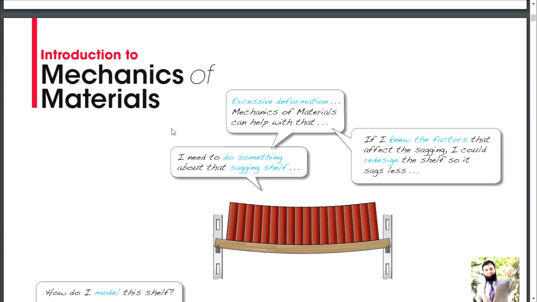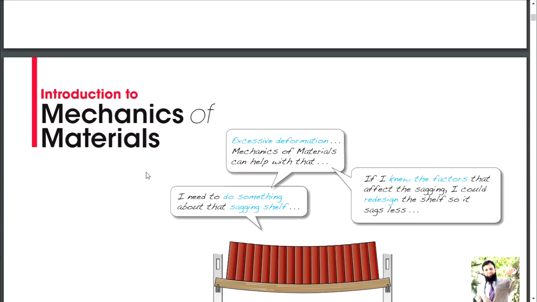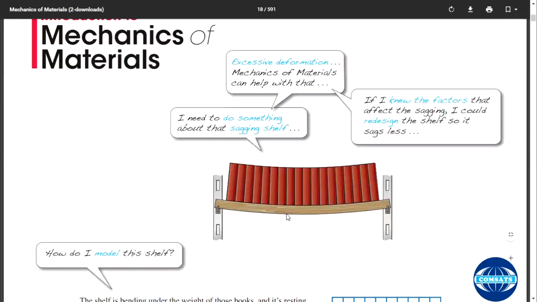Alright, what this author wants to say, let's overview them. Introduction to mechanics of material: you can see that this is a rack on which books are piled and placed in a chronological order, and this is a metallic support and a beam is provided beneath these books. I suggest to do something about this sagging shelf. So the shelf is provided and sagging can be seen. You can just draw a straight line and you can see the deflection, and this is the sagging.